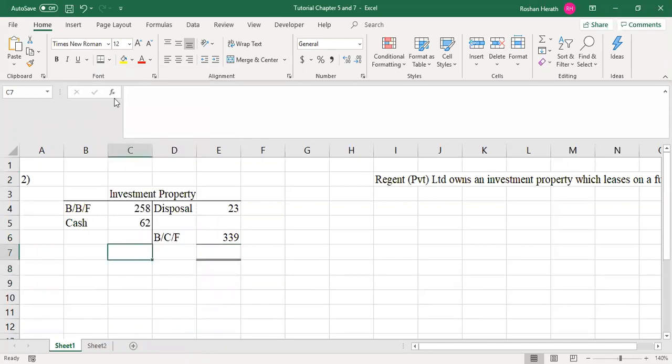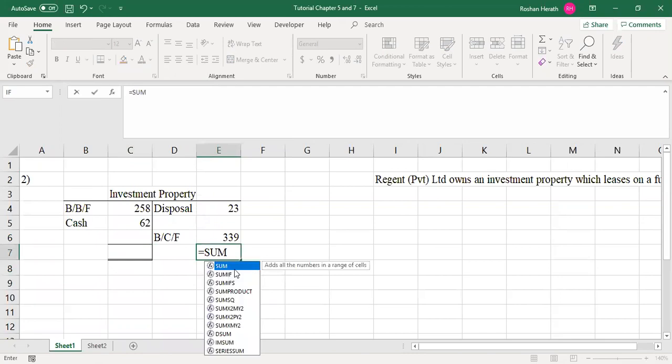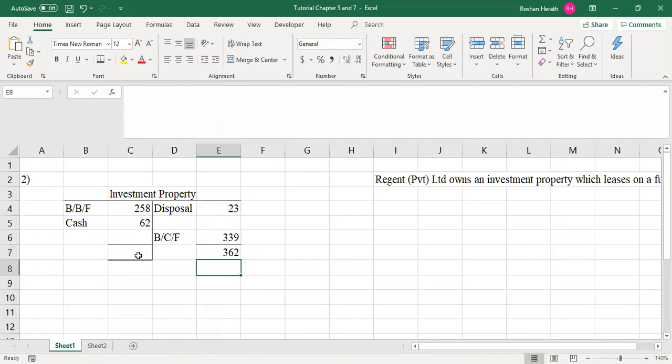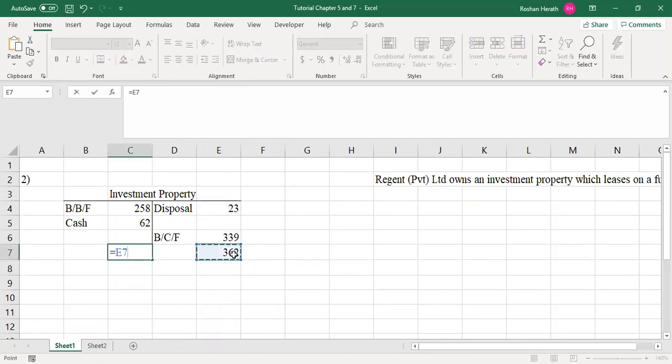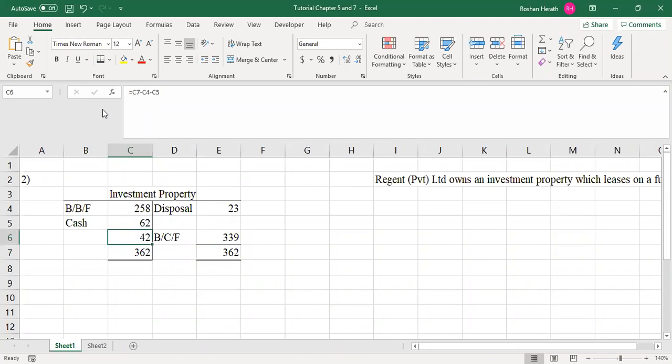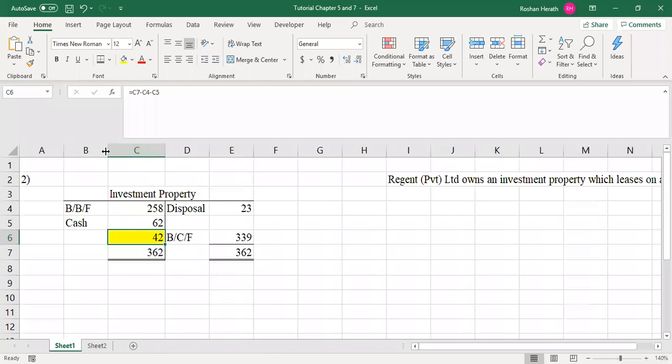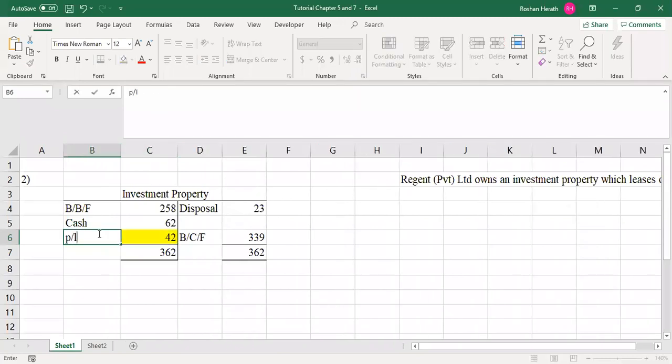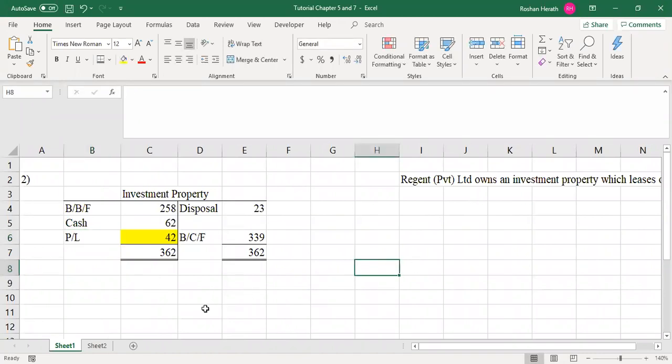You can see whether there is a kind of difference. 362. You can see that there's a balancing figure on the debit side. What is the balancing figure? It is 42. There's a balancing figure that comes to 42. And what is that? You would debit the investment property and you need to credit that to the P&L. And we call this the gain on remeasurement of PP.